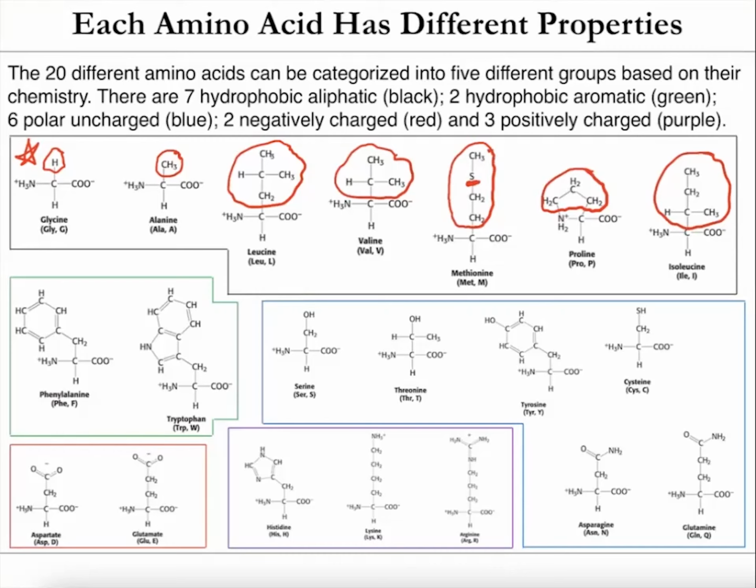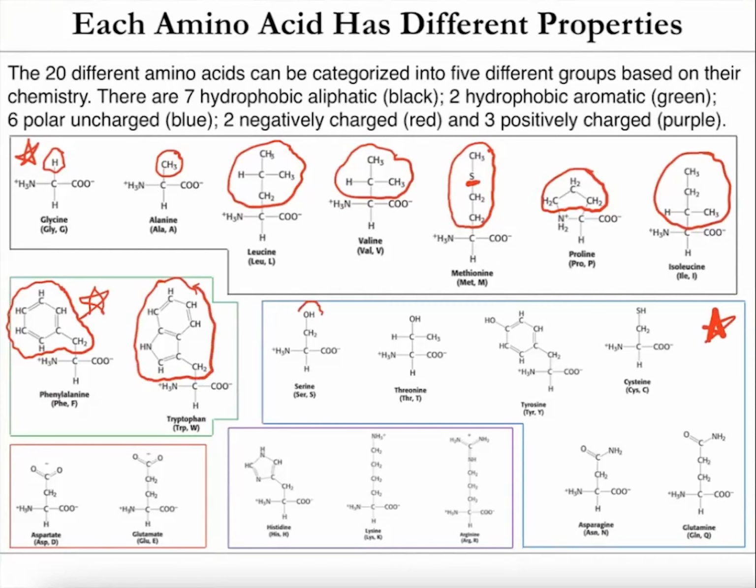Now, there's also 2 amino acids that are hydrophobic, but they have these aromatic rings. So you can see right here, there's no oxygen or anything that can interact with water, but these are basically hydrophobic, but they have aromatic rings. So this is another interesting one right here. There's then 6 amino acids that have polar side chains but don't carry a positive or negative charge.